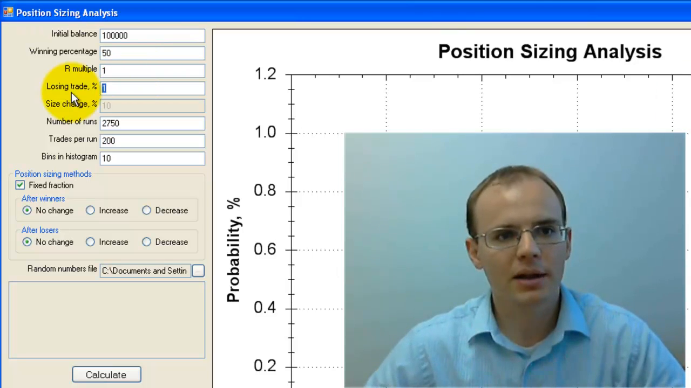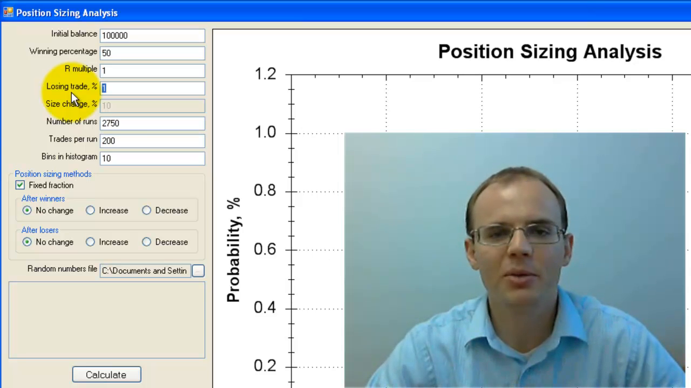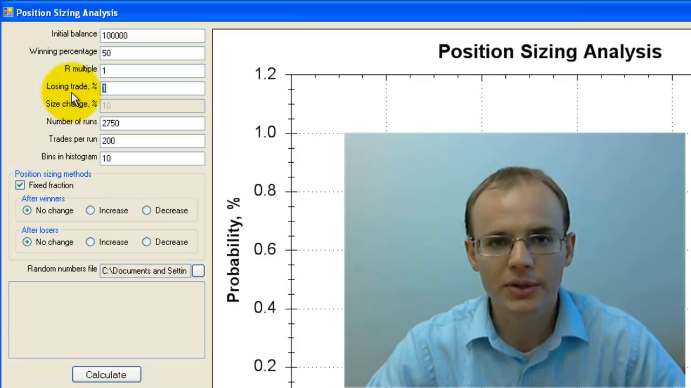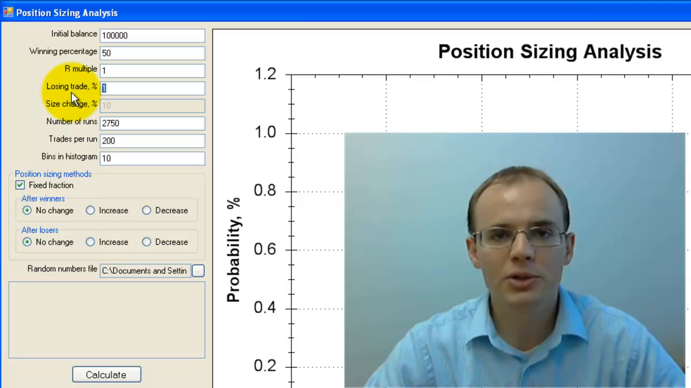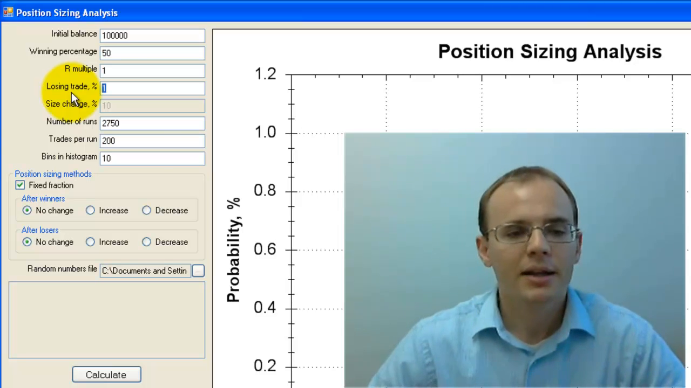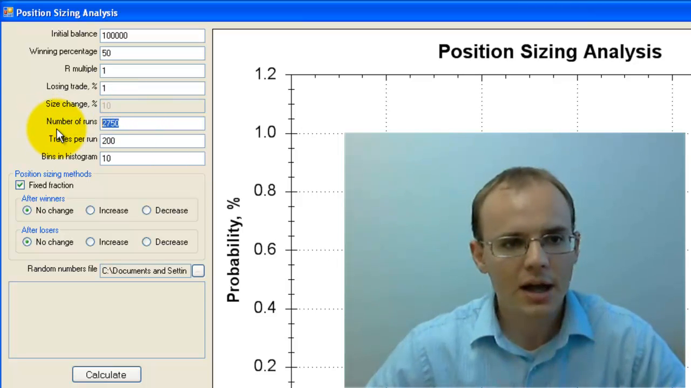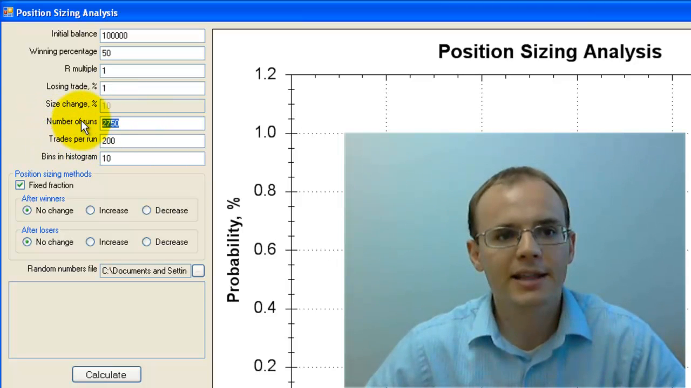In this next tab, it's the amount of risk. So for a $100,000 account balance, we're risking 1%. That means when we win, we're going to make $1,000, and if we lose, we're going to lose $1,000. If we set it to 2%, it means we make $2,000 or we lose $2,000, etc. The next two tabs are a little more tricky: the trades per run, and then the number of runs.